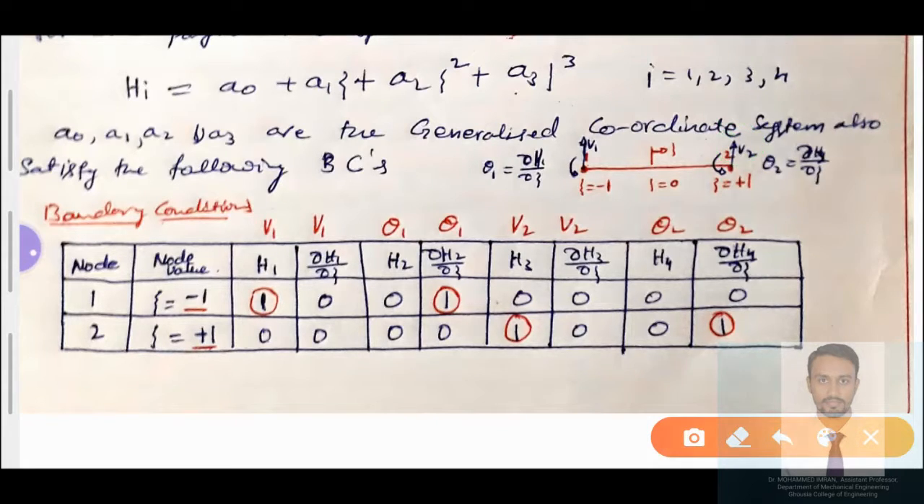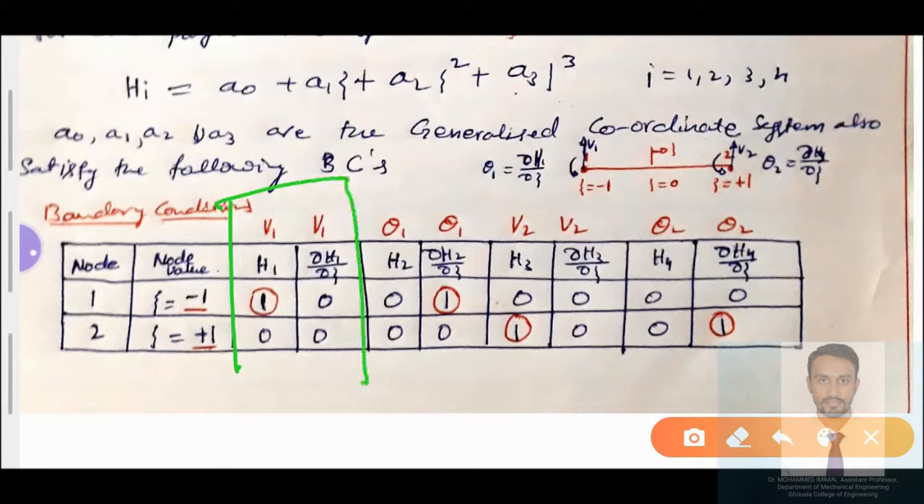Now the last boundary condition, which is h4 at node number 2, the rotation theta 2 is equal to dou h2 by dou zeta. Then this will occur in node number 2, that will not affect v1, so it is equal to 0, with respect to theta 1 is equal to 0, with respect to v2 is equal to 0, with respect to theta 2 is equal to 1. We have taken these boundary conditions.